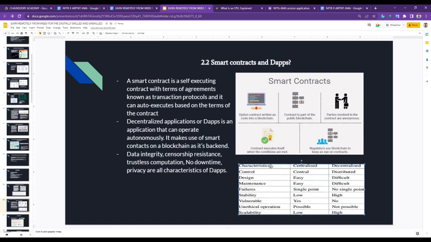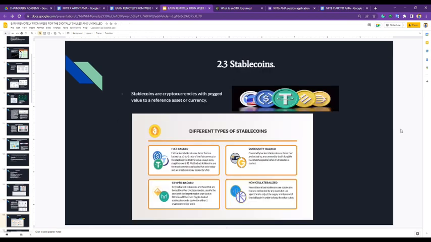Let's move on to the next topic. The next topic here is stable coins. As the name implies, stable coins. But let's dive right in.